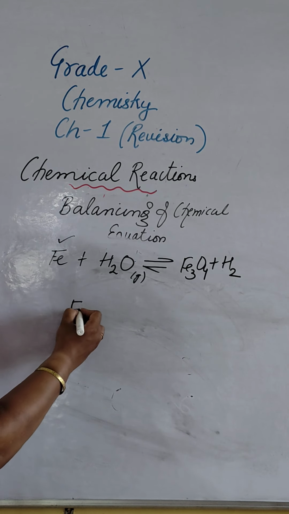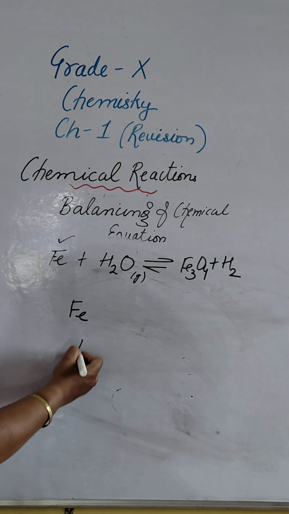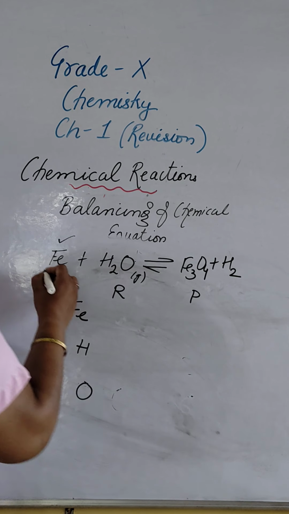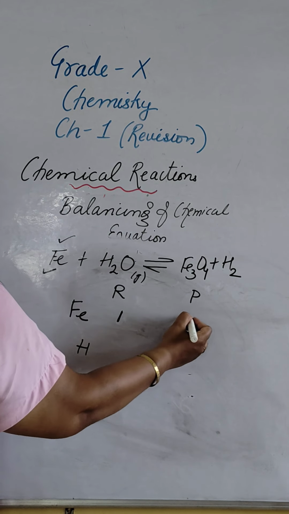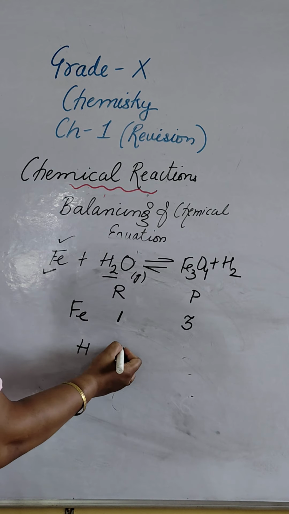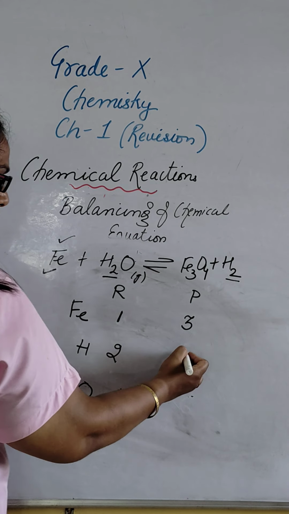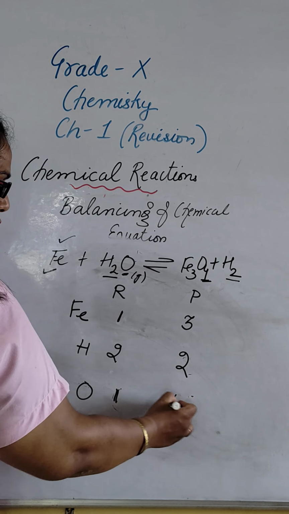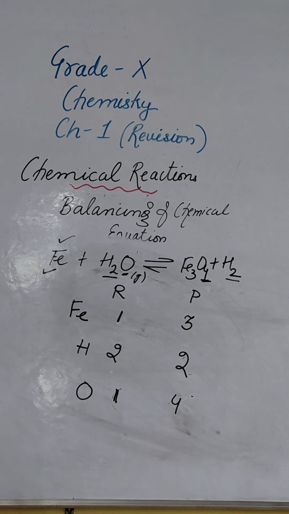What are the atoms present on the reactant side? Iron, hydrogen and oxygen. Now mention their number. It is 1. Here it is 3. How many hydrogen? 2. How many hydrogen? 2. How many oxygen? 1. How many oxygen? 4. Now take half a minute and solve this. Fast, solve it with me.